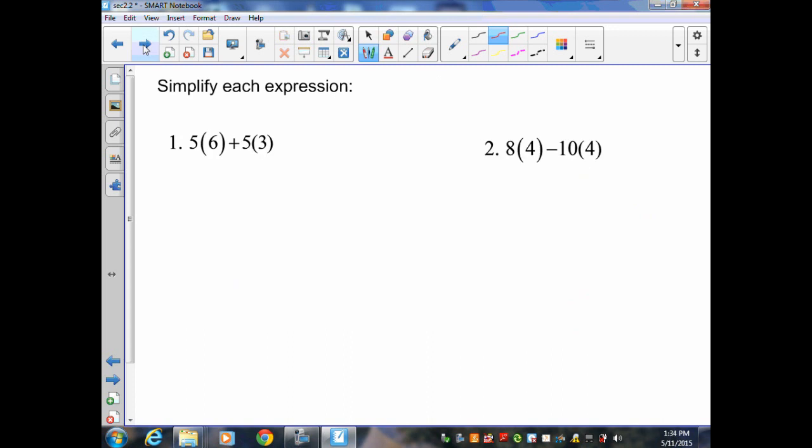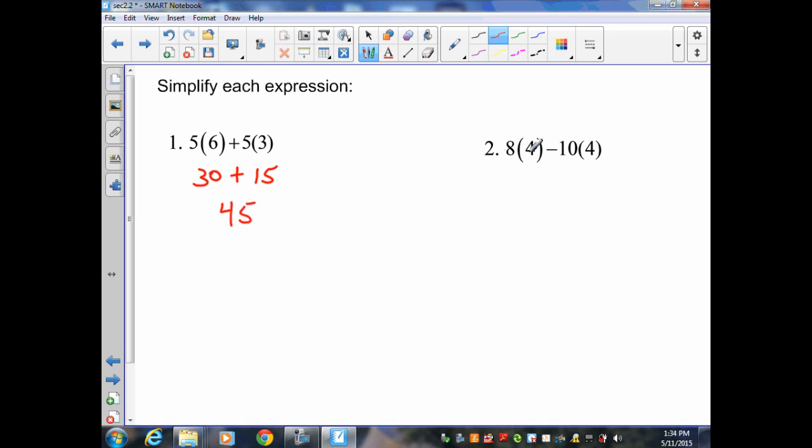Here I want to simplify each expression. 1, 5 times 6 plus 5 times 3. In other words, they've already distributed. They have 5 times the sum of 6 and 3. So 5 times 6 is 30. Bring down the plus sign. 5 times 3 is 15. And again, I want to copy this down and work down the page. And now I simplify, find the sum. I'm going to get 45.